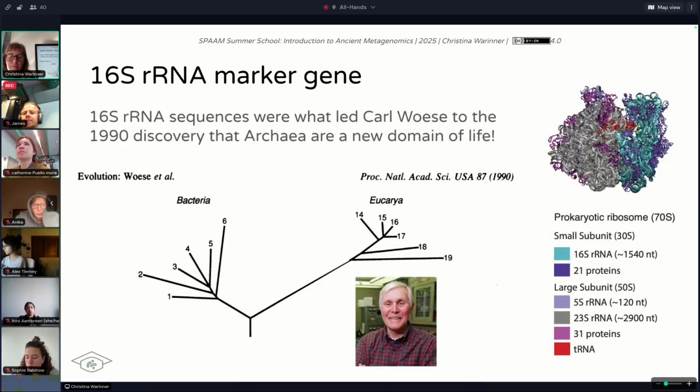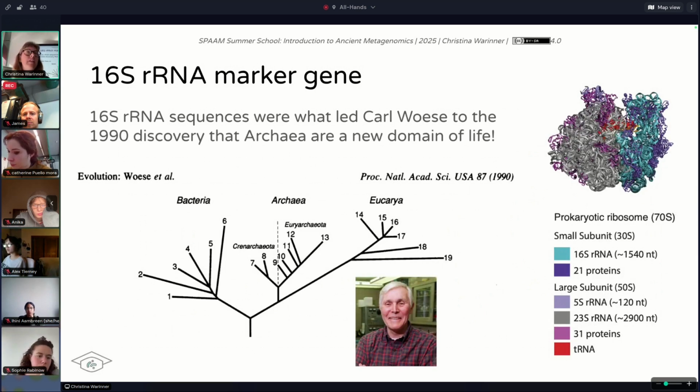And where this becomes important is that 16S rRNA sequences historically were what led Carl Woese to the 1990 discovery that archaea represented a new domain of life. Now, these microbes were known. These are strange extremophiles that had been identified at the time in things like hot springs. But because they were microbes and they looked similar in some ways to bacteria, they didn't know how different they were until Carl Woese sequenced their 16S rRNA gene and found that they were really distinct from both bacteria and eukarya, thus discovering an entire new clade of life at such a fundamental level that it led to the invention of the term domain to distinguish between these groups.